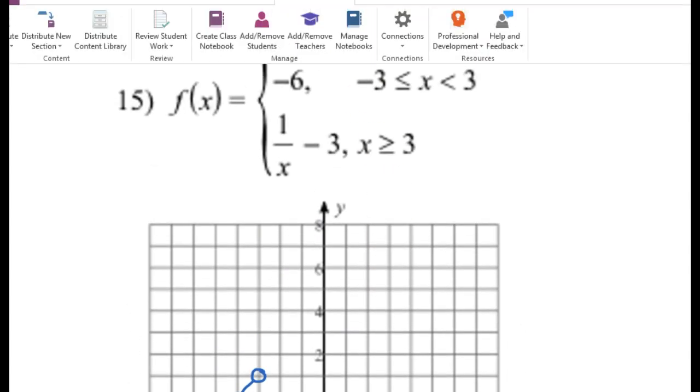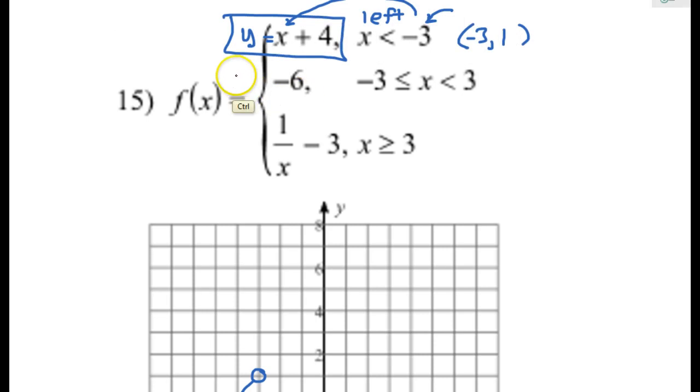Now I'm going to change colors to help you keep following what I'm doing. So now I'm going to graph this piece of the function. Think of it as y equals -6. That's a horizontal line, by the way, just a horizontal line at -6. Anyway, we have two endpoints. We have the first endpoint at -3 comma something, and we have another endpoint at +3 comma something.